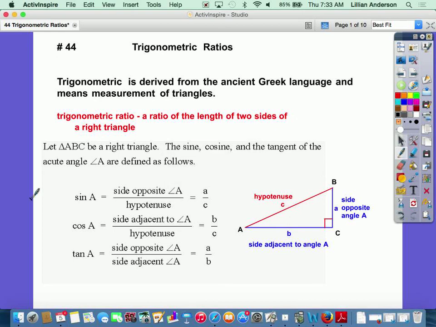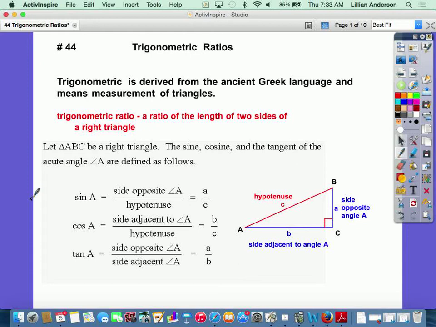All right, so today you guys are watching this video about trigonometric ratios. Now, trigonometry is derived from the ancient Greek language, and it means the measurement of triangles. Okay, and so that's what we're talking about. Now, you only use trigonometry when you're dealing with right triangles.